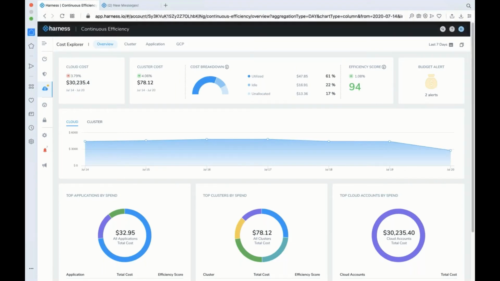And so let's actually walk through a few scenarios here with continuous efficiency. When you log into the Harness platform at app.harness.io, you can immediately go to the continuous efficiency portion of the product. And actually here, we can take a look at some cloud costs. We can take a look at our total bill that we have here, our per cluster costs, and we can take a look at how our costs are being broken down.